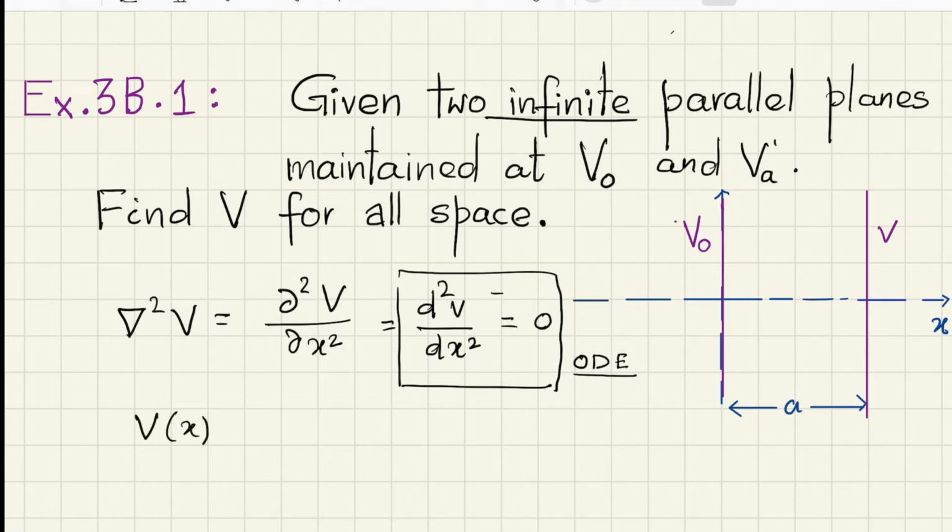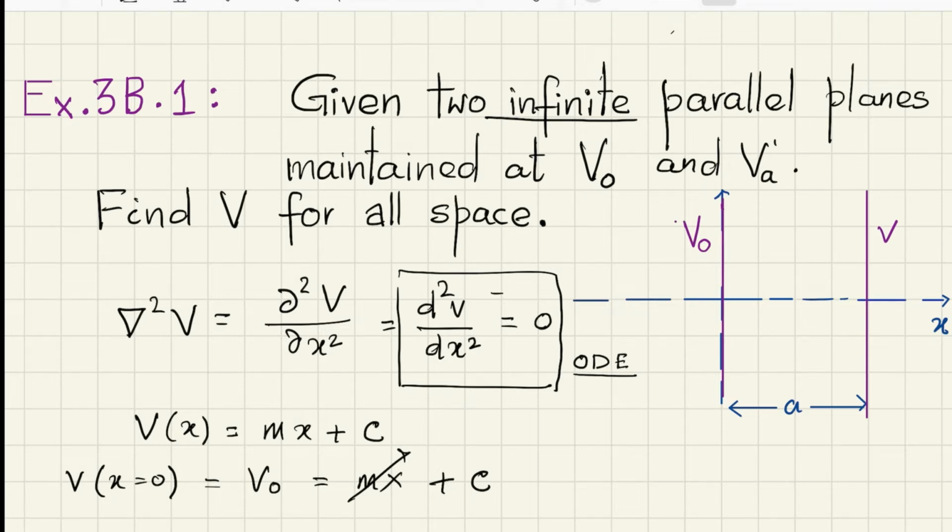V of x would be of the form which is a straight line, because the second order differential is vanishing. So mx plus c, where m is the slope and c is the constant. And we'll apply the boundary condition. At x equal to 0, V is V naught, so the x goes away, plus c, which means c is V naught.